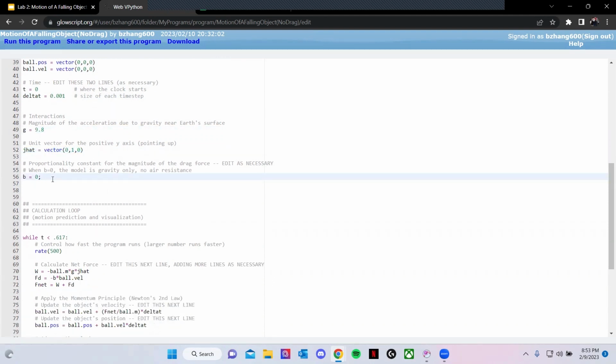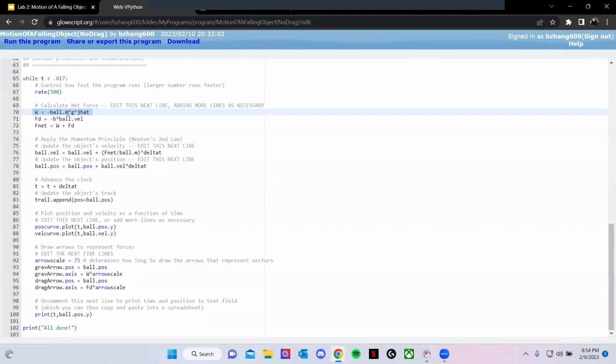B is our proportionality constant for drag force, and here we set it to 0 since this model is without drag. U represents the weight force, which is equal to the ball's mass times gravity times the direction of gravity. But we must remember that gravity is in the negative y direction, hence this negative sign. As mentioned earlier, B is set to 0 because there is no drag force. Therefore, FD is equal to 0. Altogether, the net force is equal to the weight force.